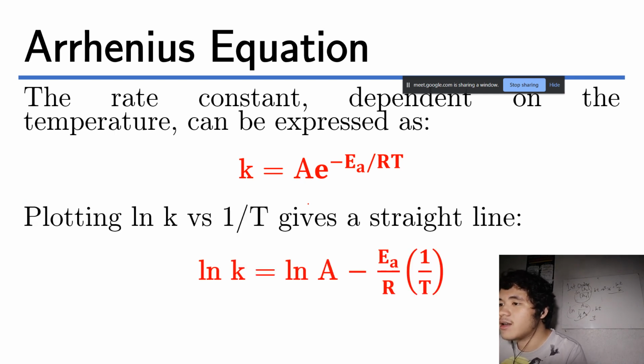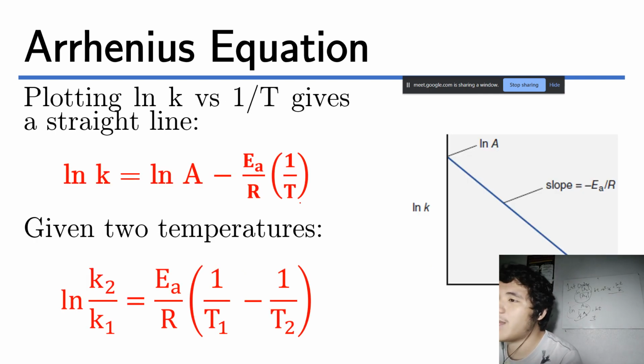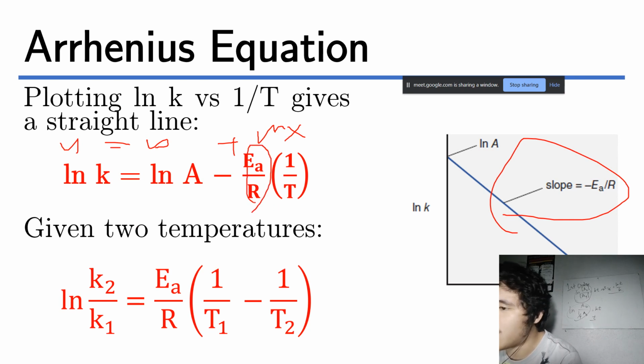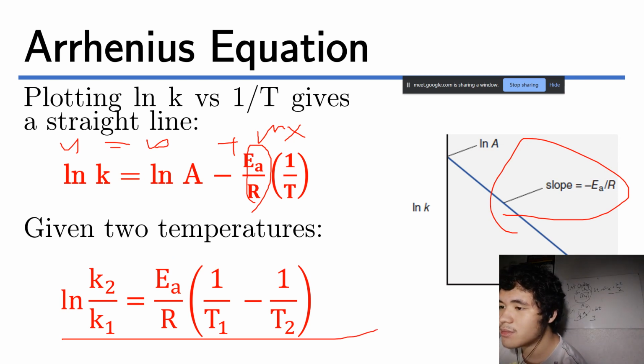Okay? So, plotting, ito na naman, plotting. So, in short, you'll see sa exercise nyo. Pwede rin to. Plotting ln k versus 1 over T gives a straight line. ln k equals ln A minus Ea over R times 1 over T. So basically, I just got the natural logarithm of both sides and we have an equation in the form y equals mx plus b. Therefore, yung slope ng line na to ay negative Ea over R. So given two temperatures, ito yung formula natin for that. Mamaya may example tayo for these exercises.